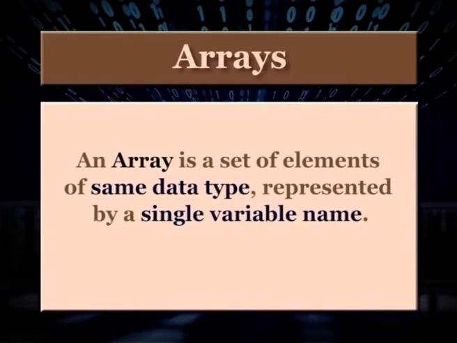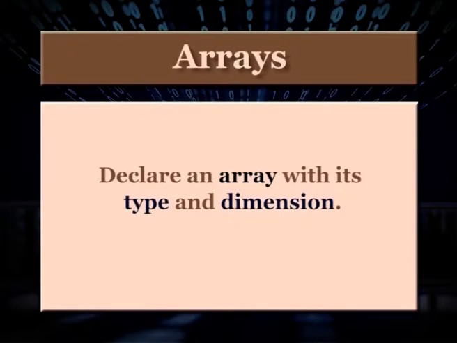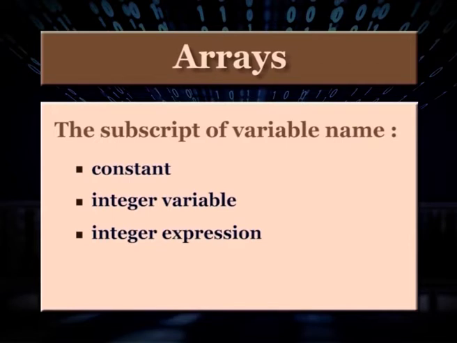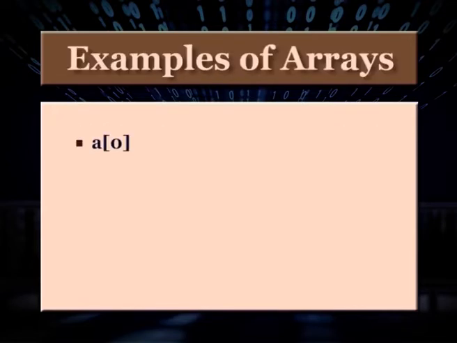An array is a set of elements of the same data type represented by a single variable name. An array can hold a few data or thousands of data. The only need is to declare an array with its type and dimension. Each element of an array can be referred to by specifying the array name followed by a subscript enclosed in square brackets. The subscript can be either a constant, an integer variable or an integer expression. For example, A[0], A[I], A[I+1], A[100].